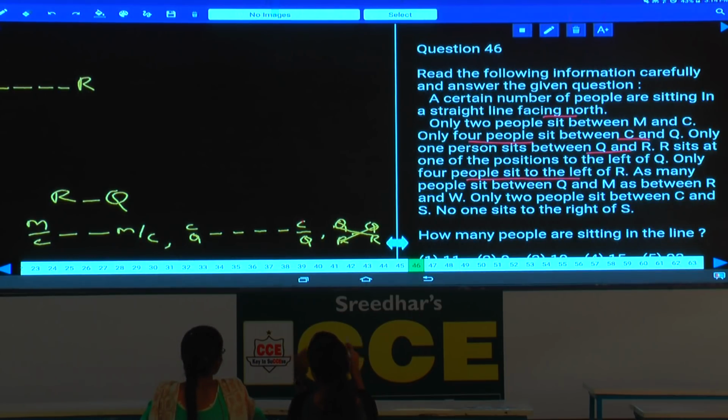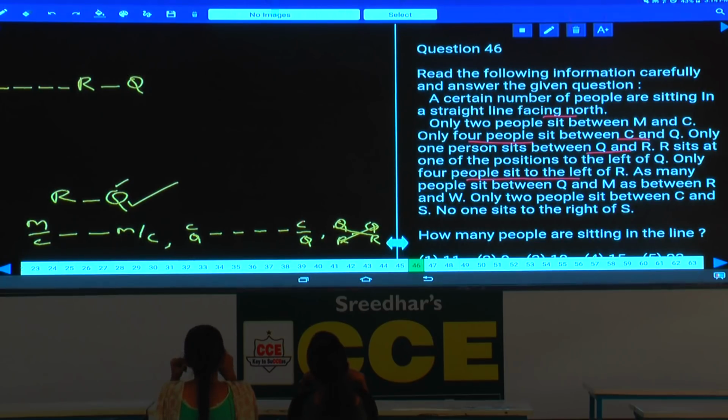Only 4 people to the left of R, and in between R and Q, how many persons are there? There is only 1 person, and R is to the left of Q, hence Q is to the right of R, and so Q must be here. Are you following this one or not? As of now, we have used this information.